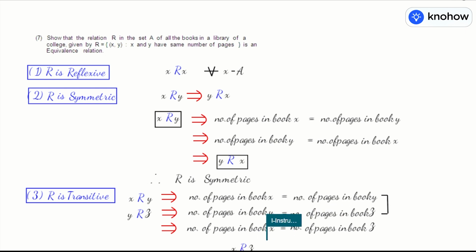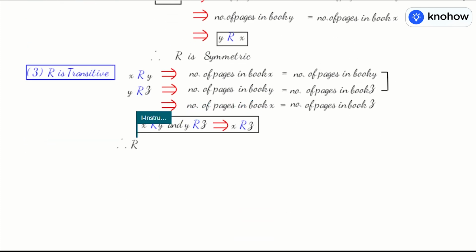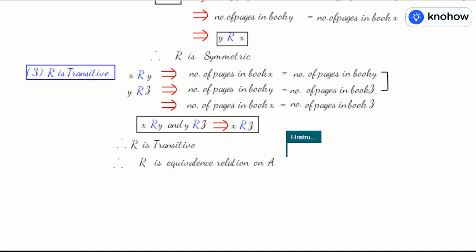That is, whenever X is related to Y and Y is related to Z, it implies X is related to Z. So we conclude that R is transitive. And finally we may say, because the relation R satisfies all three properties, reflexive, symmetric and transitive, R is an equivalence relation on the given set A of books in the library.